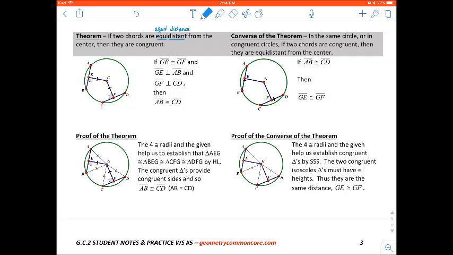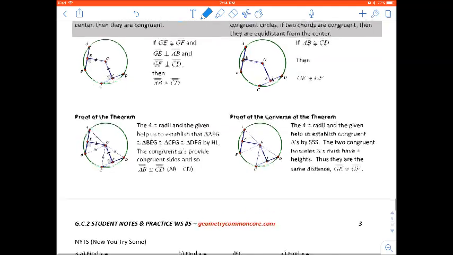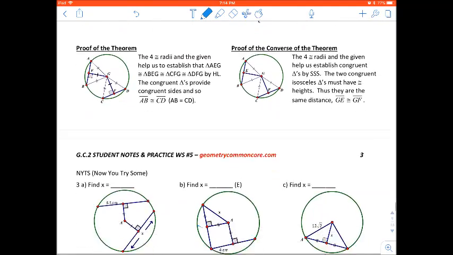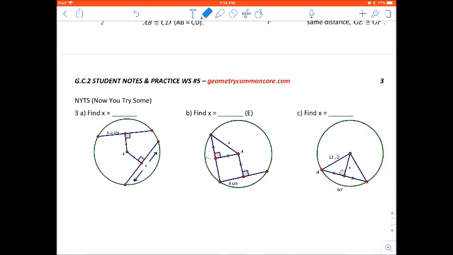Looking at the last theorem and its converse, we're told that if two chords are equidistant, or an equal distance from the center of a circle, then they are congruent, and vice versa. If two chords are congruent, then they're the same distance from the center of a circle. There is a proof for both the theorem as it's written and its converse, but we're going to go ahead and go to the application straight away.